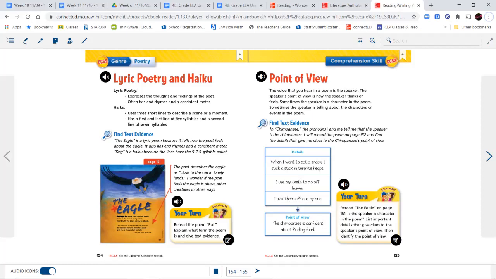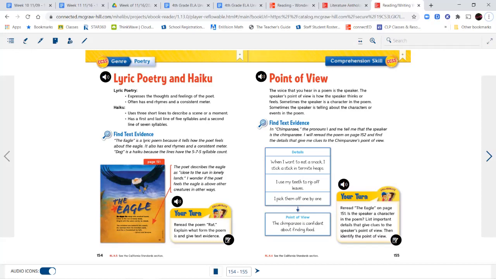So it can be da, da, da, da, da, da, where you're hearing higher stressed and unstressed, or it could have da, da, ta, da, da, ta, da, da, ta, where you're hearing low, low, high, low, low, high. So the beat or the meter is that pattern that you're hearing. And it has a consistent rhyme scheme. So either every line rhymes or every other line rhymes, or the first two rhyme and then the next two rhyme. So with lyric poetry, it's very consistent.